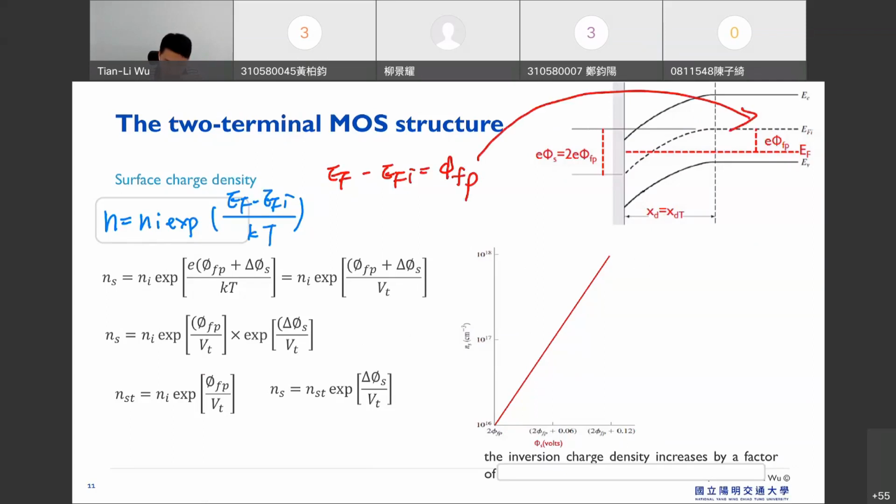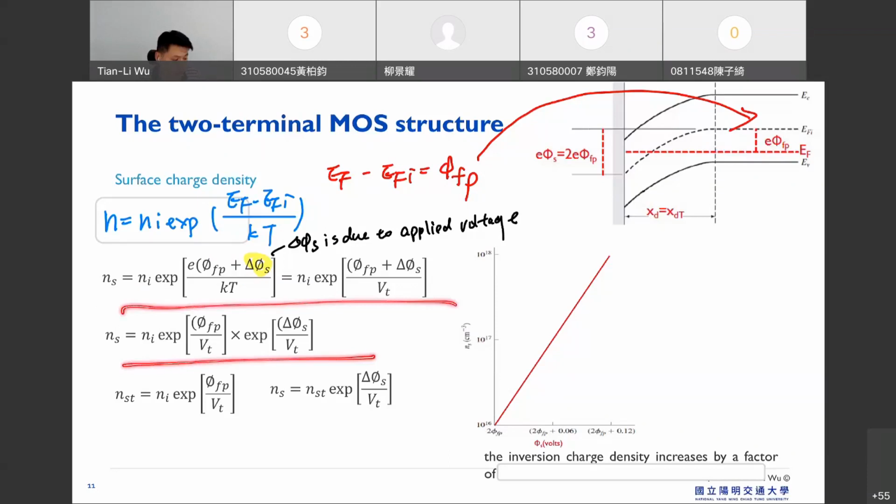So now your surface charge is equal to your n_i of phi_FP plus your delta phi_S. That's an additional surface potential due to our bias voltage. So the phi_S is due to our applied voltage here. Then we can start to calculate this equation, and then we can define this one as n_st.